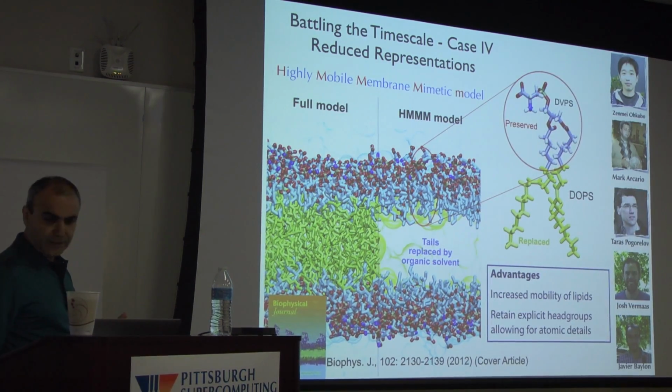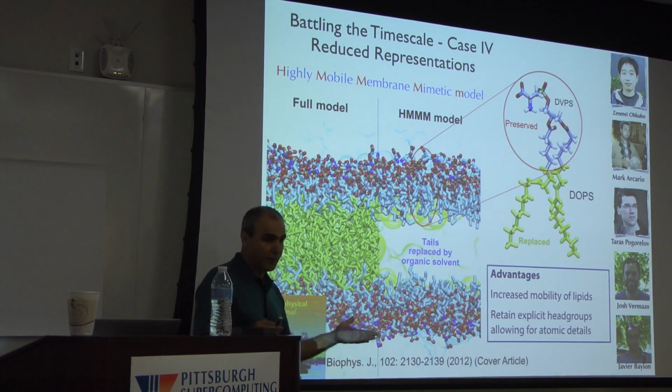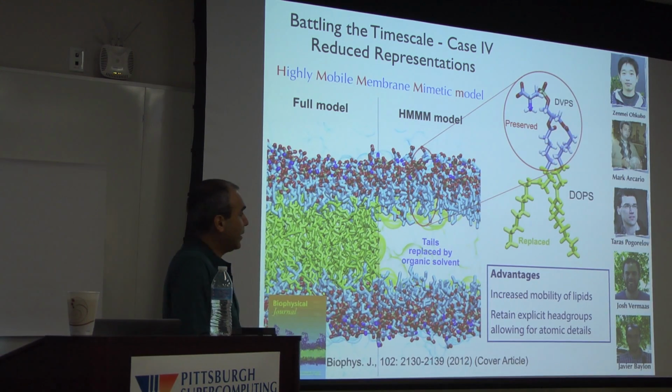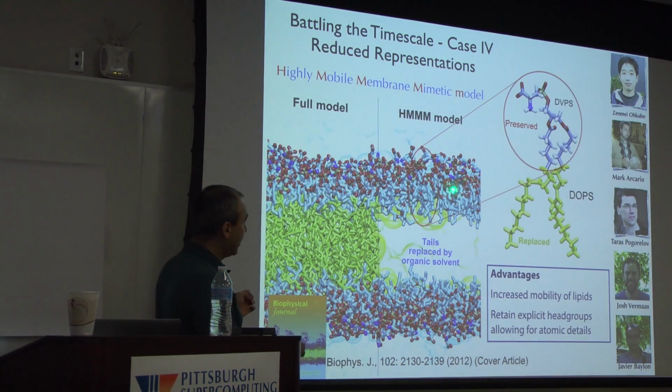And finally, just one example of a reduced model. Coarse graining is obviously a very common reduced model that is used to increase the time scale. But you can also come up with your own favorite kind of reduced representation. Here, for example, we were particularly interested in lipid diffusion, especially the head groups. There are a large number of proteins that are sensitive to the lipid composition of the membrane. And in most cases, it's just the head group region that matters.